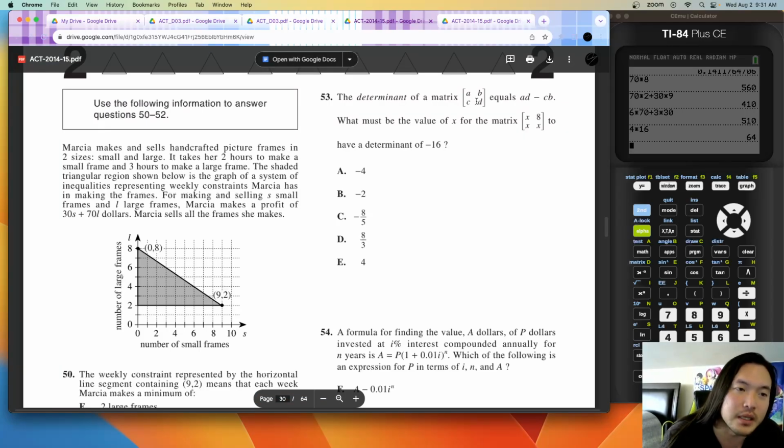You just stay calm, stay focused. It's okay if you don't know what the determinant is. They literally told you what it is. Just follow the instructions. Work quickly. And if you just do that, you'll recognize the problem right away.